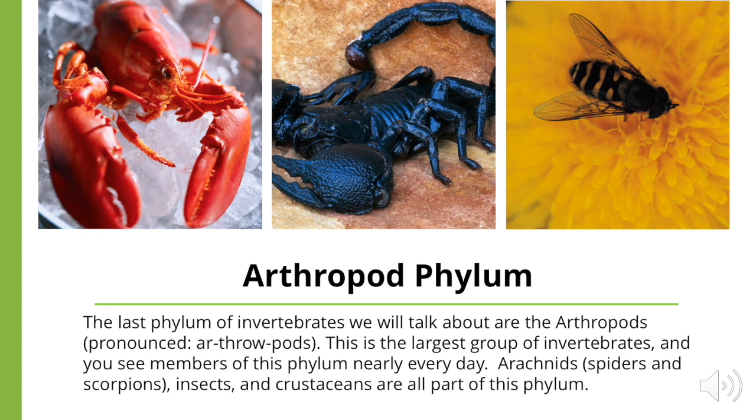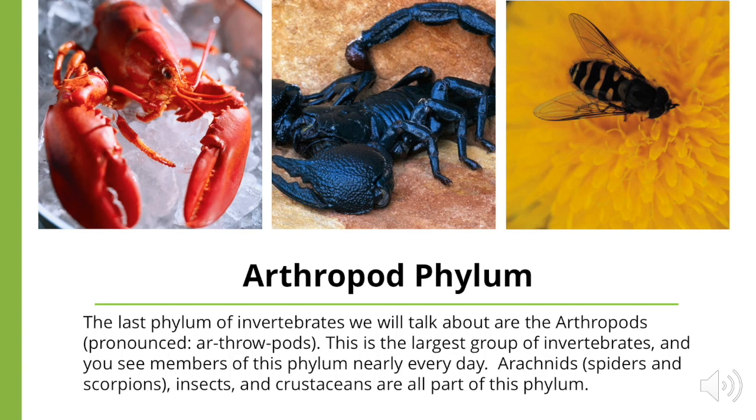All right, this arthropod phylum, the last of this, these are the largest group. This is the last, or the 6th phylum, that we're going to talk about today. And this is the largest group of invertebrates. In fact, there are over 1 million different unique animals in this phylum. Can you believe?